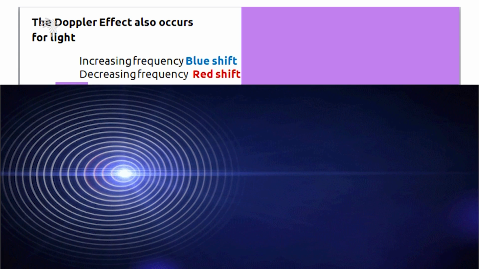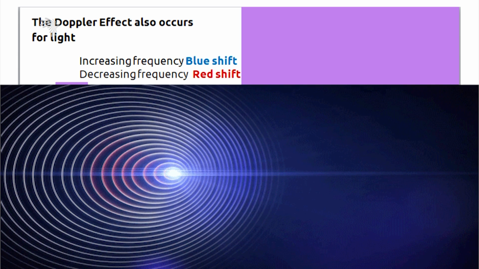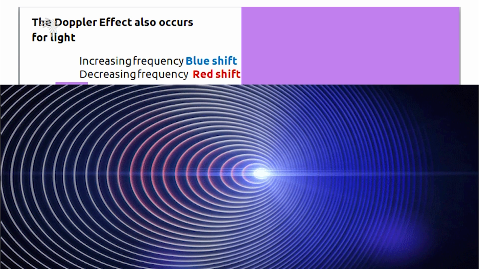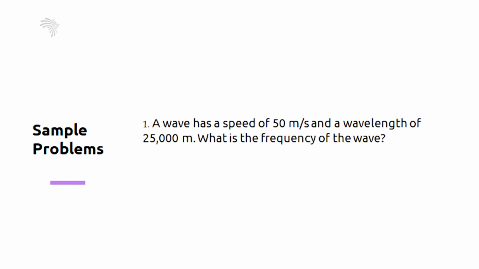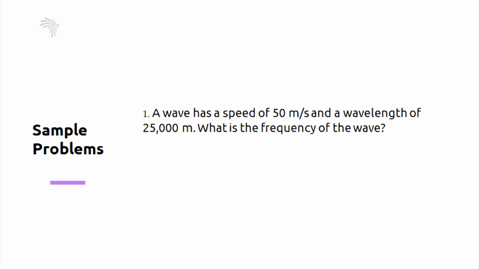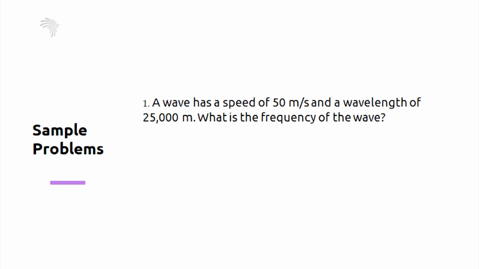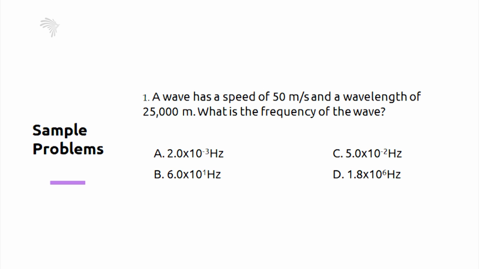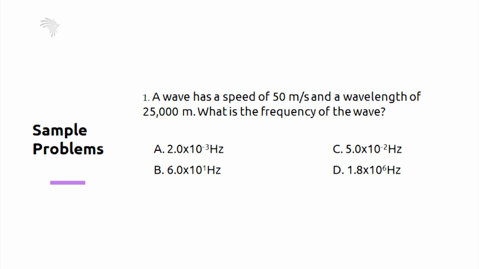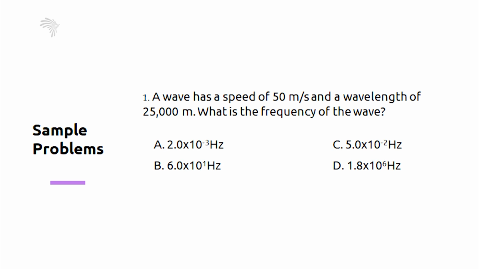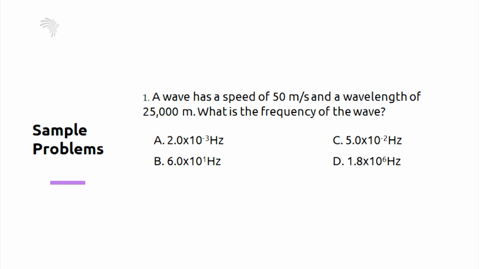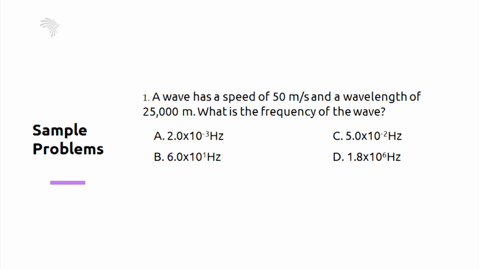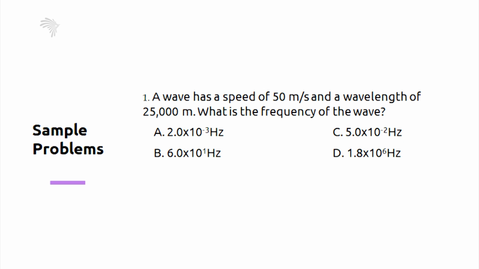The following are some sample problems that appeared in national university entrance exams in preceding years. Number 1. A wave has a speed of 50 meters per second and a wavelength of 25,000 meters. What is the frequency of the wave? A. 2 times 10 to the power of minus 3 Hz. B. 6 times 10 to the power of 1 Hz. C. 5 times 10 to the power of minus 2 Hz. And D. 1.8 times 10 to the power of 6 Hz.